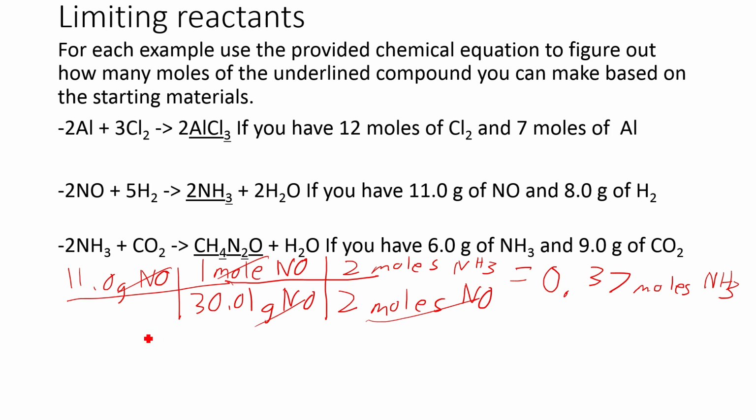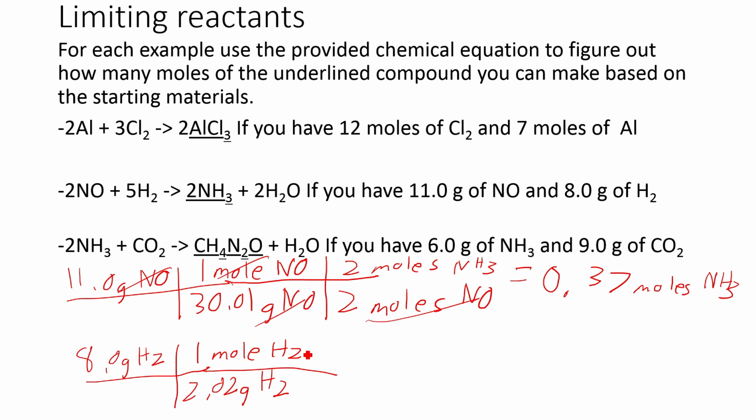So now we've got to compare this to our hydrogen. So we have 8.0 grams of H2. We know that for every 2.02 grams of H2, we're going to get 1 mole of H2. From here, we're now going to know that for every 5 moles of H2, we can make 2 moles of NH3. And again, if we go and check, our grams of H2 cancel, our moles of H2 cancel. So we get 8 divided by 2.02 times 2 divided by 5. We get that this could make, let's see, 1.6 moles of NH3.